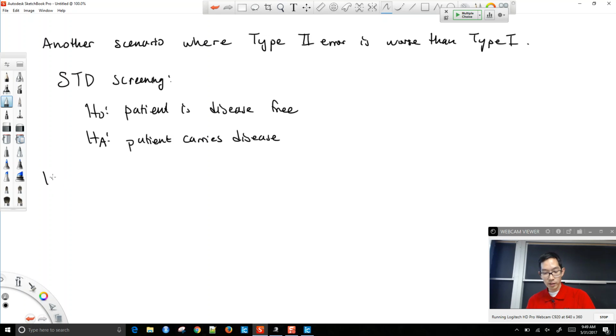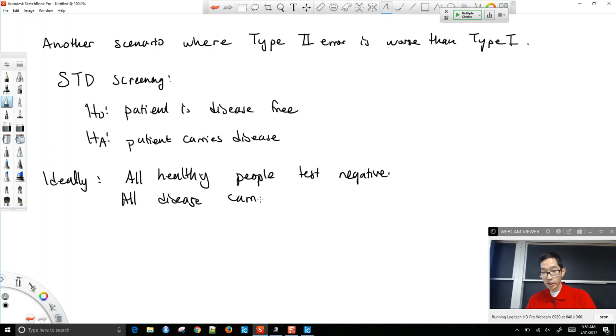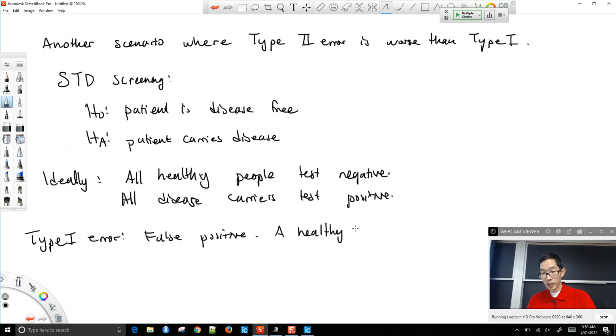So ideally, all healthy people test negative for the disease, and all disease carriers will test positive. All right. Okay, we have type 1 error and type 2 error. Type 1 error is the false positive. This is a healthy person flagged as positive. And a type 2 error would be someone with the disease tests negative. This is the false negative.